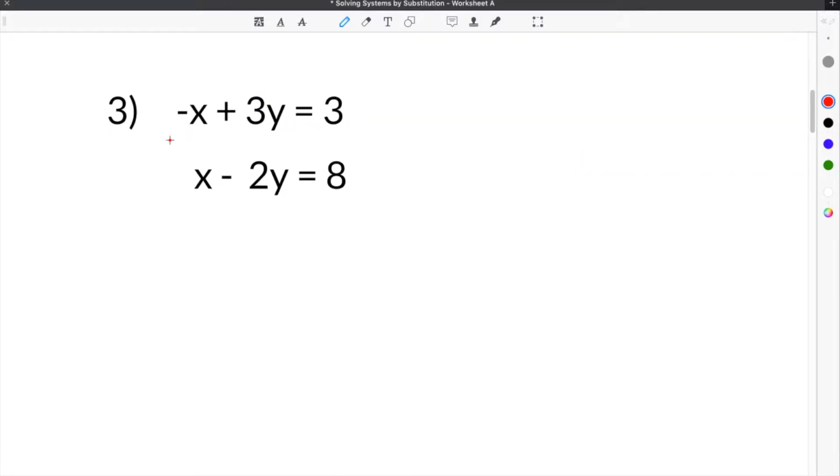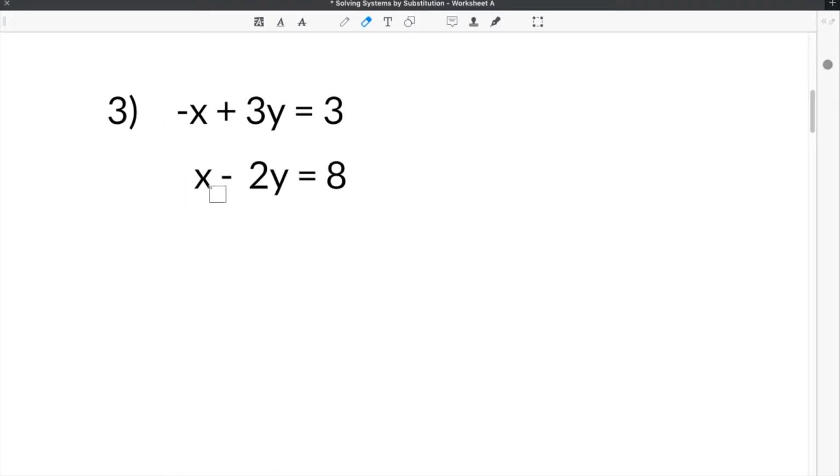The next problem we're going to go over on our solving systems of equations by substitution worksheet is number 3. Now this time we have negative x plus 3y equals 3, and then the second equation is x minus 2y equals 8. Now this time we don't have any variable that has already been solved for. So what we have to do is pick a variable to solve for, so that once it's solved for, we can substitute it into the other equation. You can solve for any variable, so it's up to you. You could solve for this y, you could solve for this x, or you could solve for this 2y.